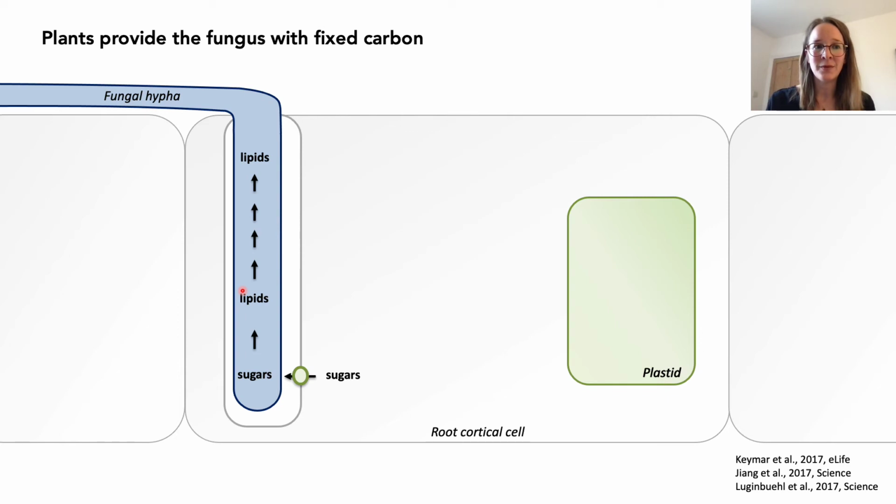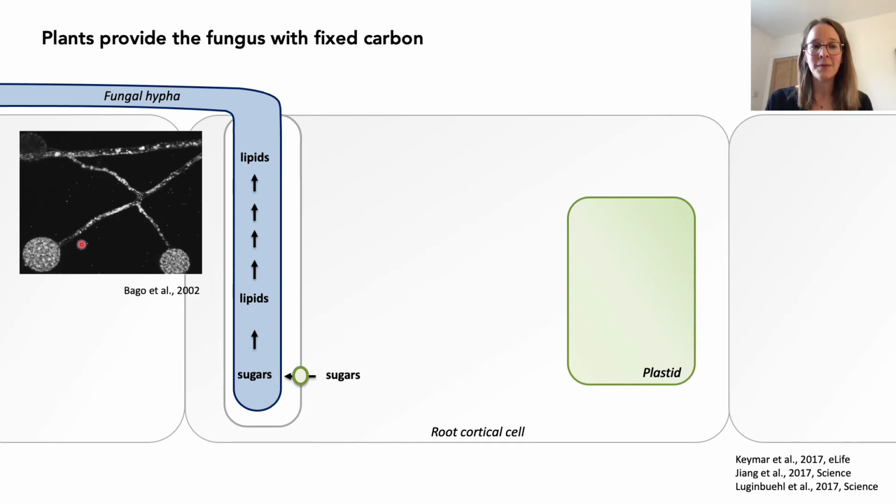This is really important for Arbuscular Mycorrhizal fungi because they use lipids as the main energy storage form. Indeed, when we look at lipid content in these fungal hyphae and the spores, you can see that there's these white droplets which are lipid droplets, and they completely fill up the spores and the fungal hyphae. And so these lipids are really important for Arbuscular Mycorrhizal fungi to be able to complete their life cycle.